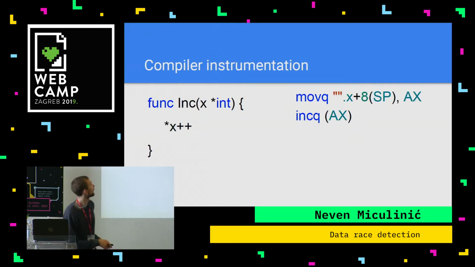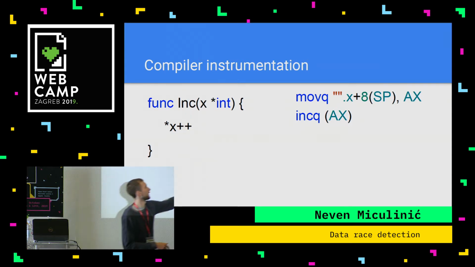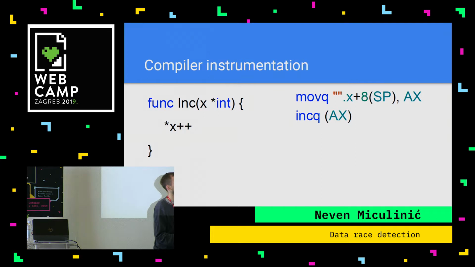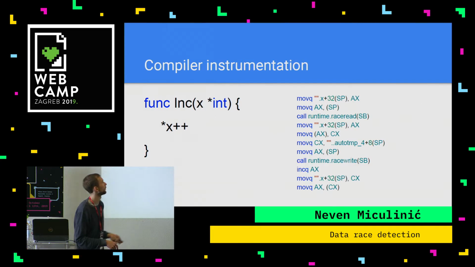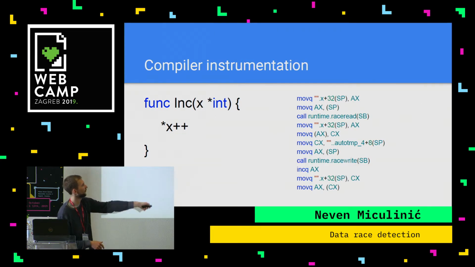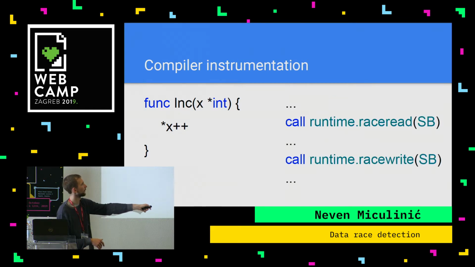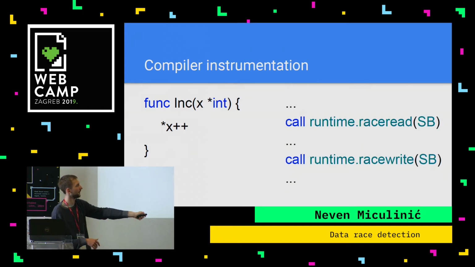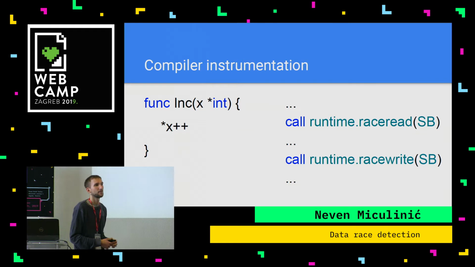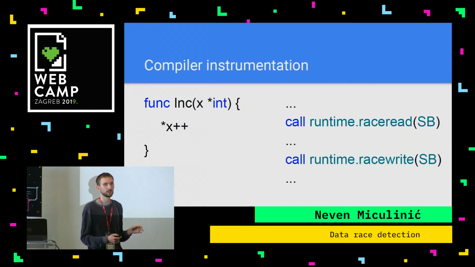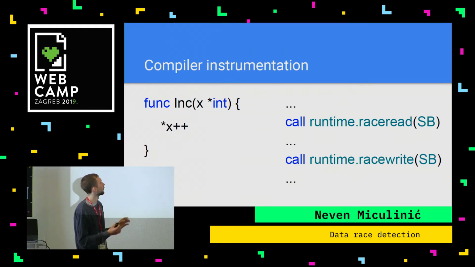And I talked about compiler instrumentation. In this example, this is simple code being compiled to something like this for x86 assembly. If you do -race, it inserts a bunch of code here. The most important parts being runtime race read and runtime race write. That is, for each memory location you read or write, the Go compiler inserts a read memory barrier or a write memory barrier.